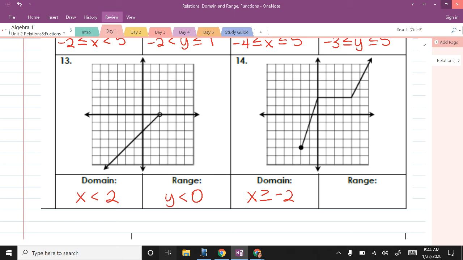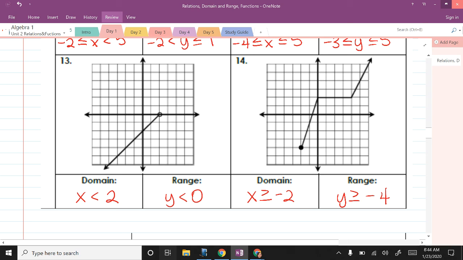What about your range? Y is greater than or equal to negative 4. Right, you're going from here up, and that y value is -4. So y is greater than or equal to -4. Raise your hand if you got your range right.